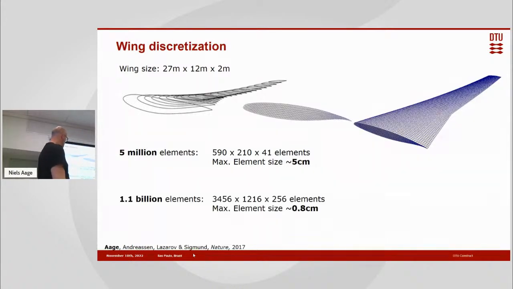So we found that if we reached over 1 billion finite elements, we were able to get a maximum element size of 0.8 centimeter at the very root of the wing and sub-millimeter at the tip, because we're doing this mapped mesh.